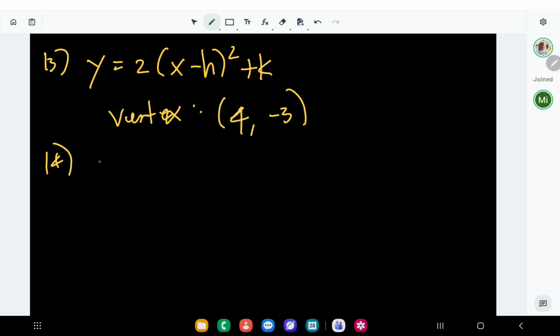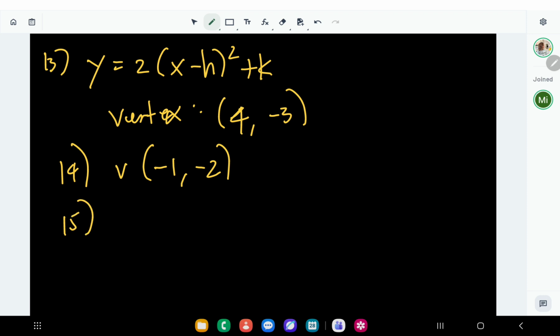And for number 14, y equals 1. Okay. Based on the graph, number 14, what's the vertex? Okay, you're right. Negative 1, negative 2. Very good. And then for 15. Okay. All right. Number 16, I found it.